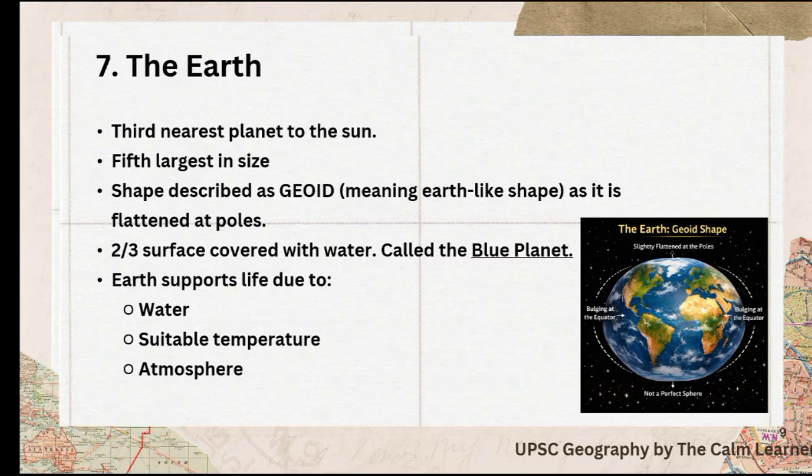The Earth does not have a perfectly spherical shape. Its actual shape is best described as a geoid, meaning Earth-like shape. The geoid represents the true physical shape of the Earth defined by variations in gravity due to uneven mass distribution and Earth's rotation, making it an irregular but realistic model of the planet. As you can see in the diagram, it is slightly flattened at the poles and bulging at the equator. So this shape is not a perfect sphere, and this is called a geoid shape, which means Earth-like.